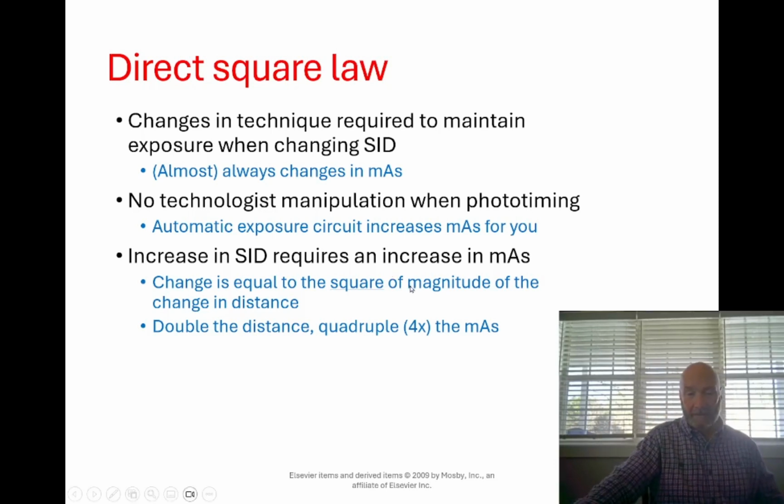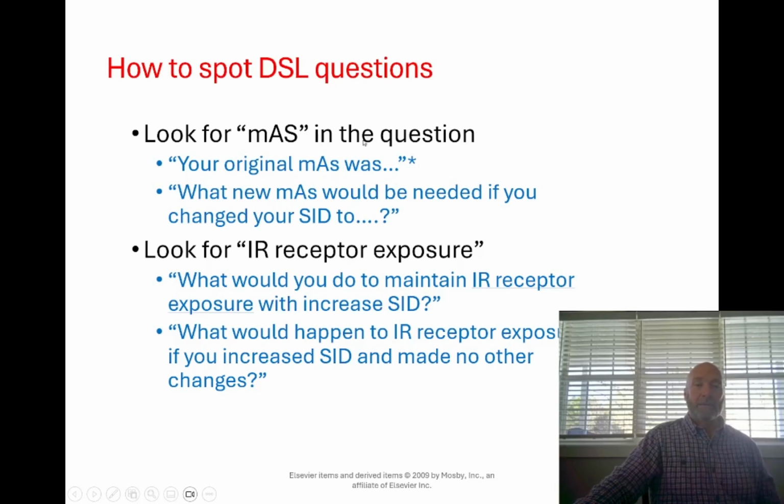kVp is not what we're going to change. It's going to be mass. So double the distance, quadruple the mass. Always, you don't ever have to work it again if you double your distance. So how to spot direct square law questions? You're going to look for mass in the question. Your original mass was what?